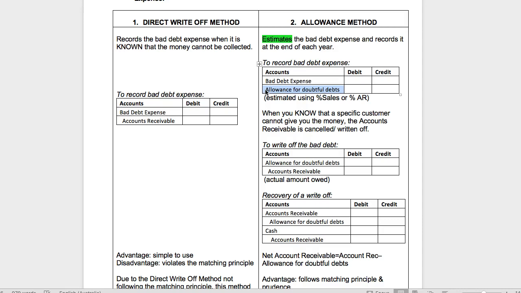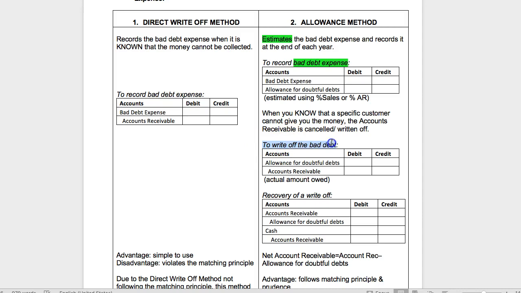Allowance for doubtful debts is a contra asset that goes with accounts receivable, and this will decrease your total accounts receivable. Now, the number that you put here for the debit and credit is going to be estimated. These are the two methods, and I'm going to show you how to do that in a few minutes. So this journal entry is to record the bad debt expense. Then you have another journal entry when you know that a specific customer cannot give you the money, the accounts receivable is cancelled or written off.